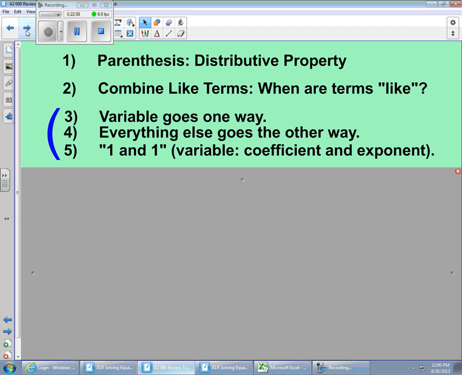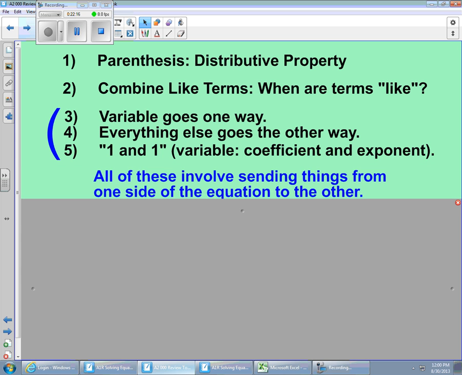Now 3, 4, and 5 I grouped here together. The variable going one way, everything else going the other way, and the 1 and 1. The math is all the same, or the same concept for all 3 of these. And basically what we're looking at here is these 3 steps all involve things leaving one side of the equation and appearing on the other side. Step 1 and step 2, if it was on the left, it's happening on the left. If it was on the right, it's happening on the right.